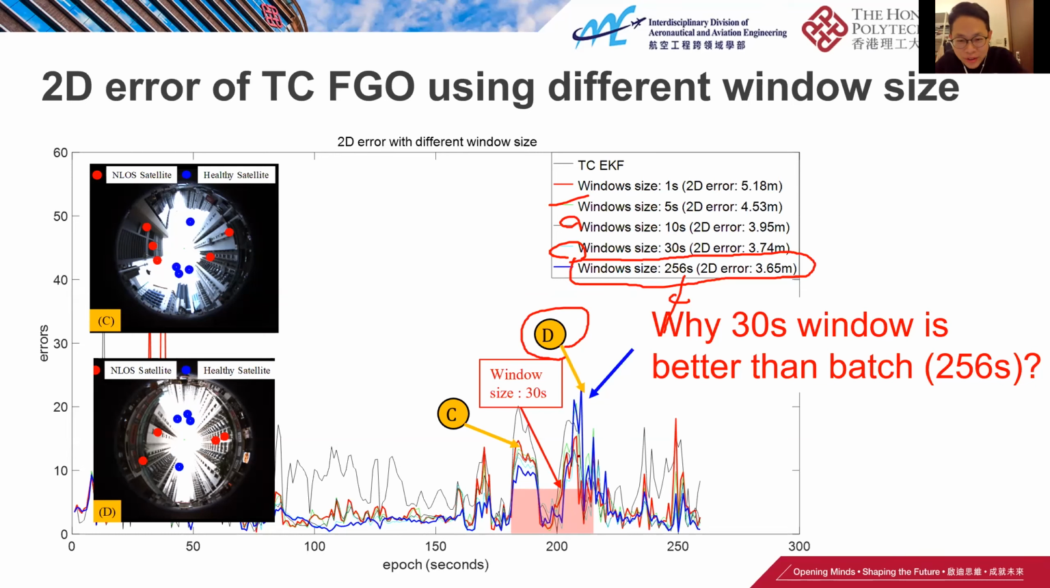Oh, sorry for drifting a little bit. So let's see why a 30-second window is better than the batch optimization.